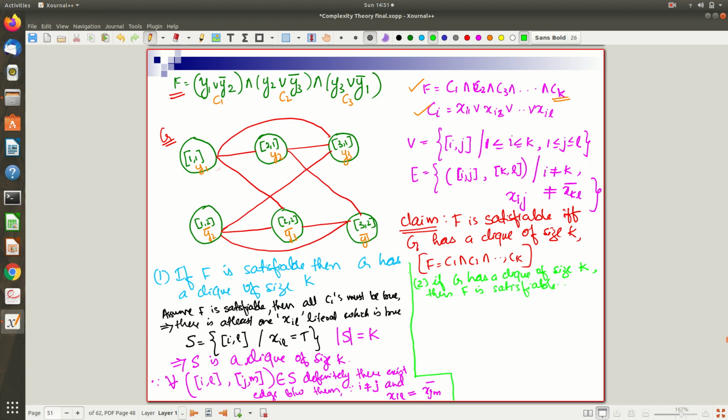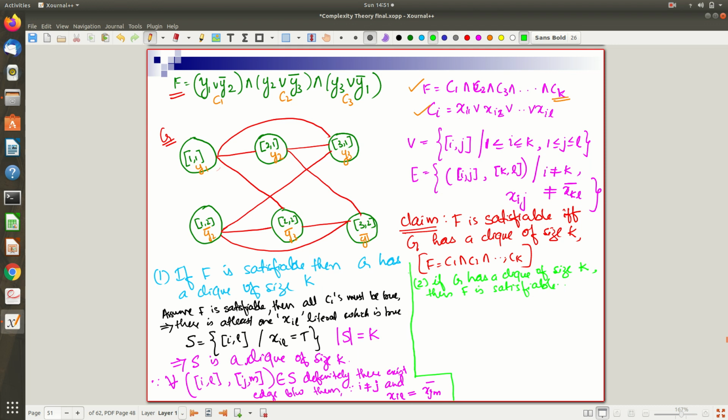Now how can you prove this? Assume that the graph contains a clique of size k, and you know what a clique is? Every pair of vertices is connected by an edge. So you consider such a clique of size k, and from that you try to find a satisfying assignment for the formula, showing that F is satisfiable. That is the logic here.